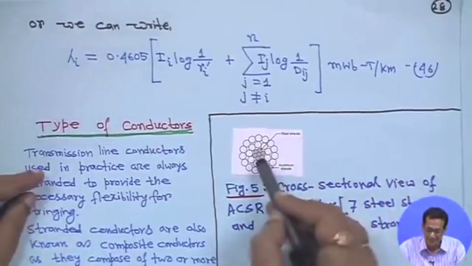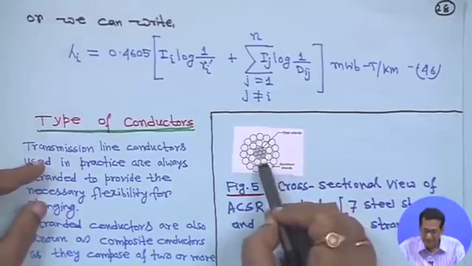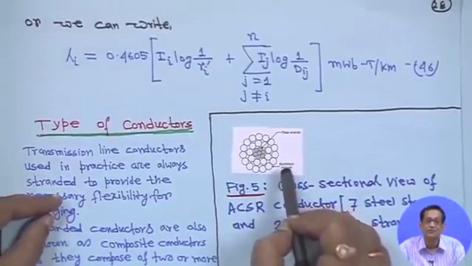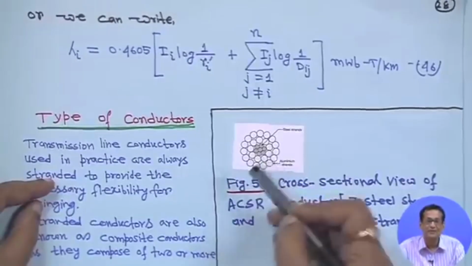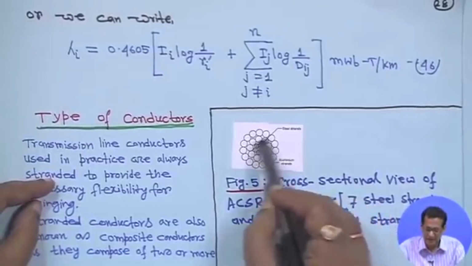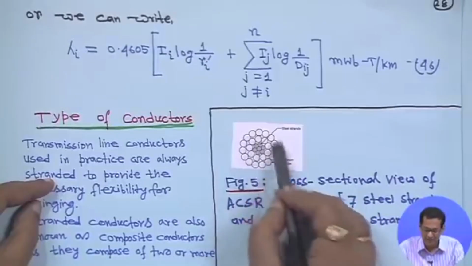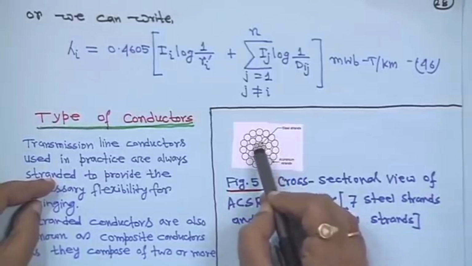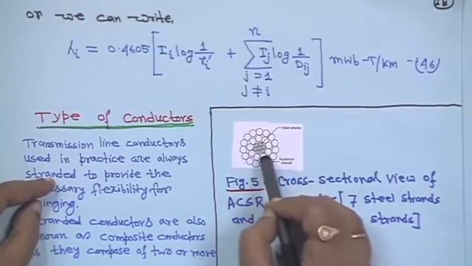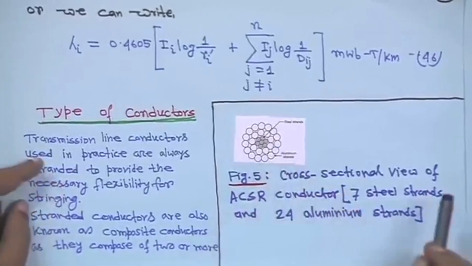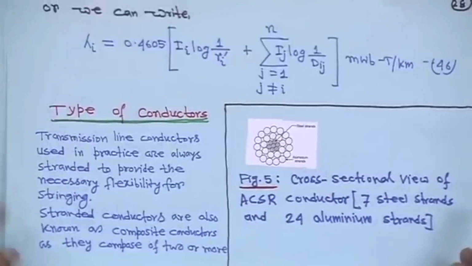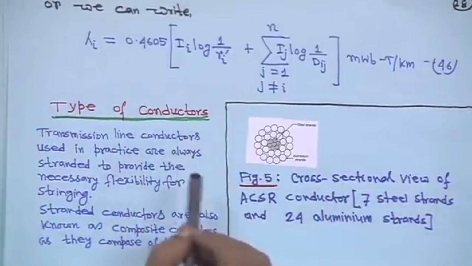Now, there is a figure here. I checked carefully, this figure I have taken from a book, but this figure is actually incorrect. So, we will correct it. How many conductors will be there around, particularly the first, second, third layer, this counting is not matching. So, this figure you should not use, I will tell you how to do it. Figure 5. So, next is type of conductors.